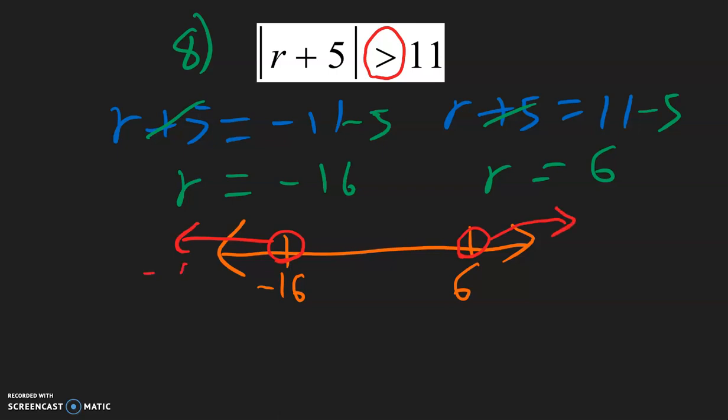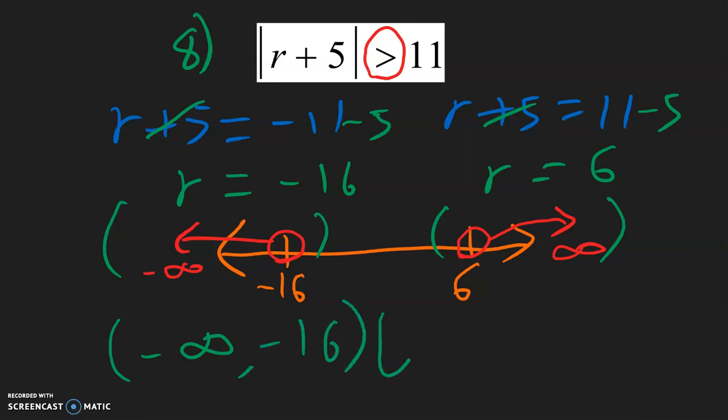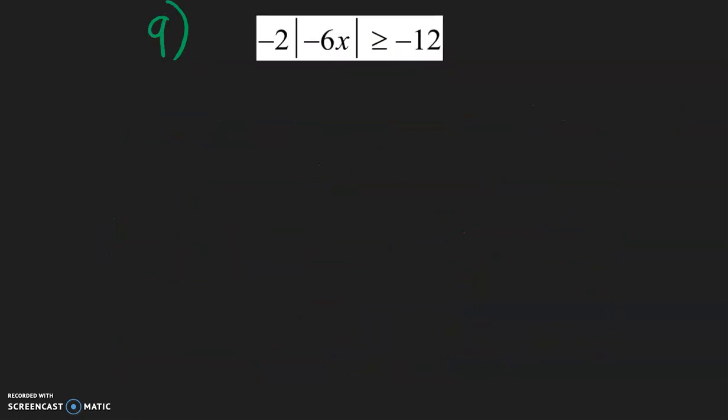And here is -infinity. Here is +infinity. So round bracket, round bracket, round bracket, round bracket. Then we can write our solution. Round bracket, -infinity, -16, round bracket, a U for union, because we're putting those two pieces together, +6, round bracket, and +infinity, round bracket.